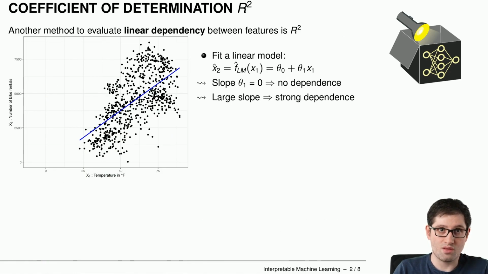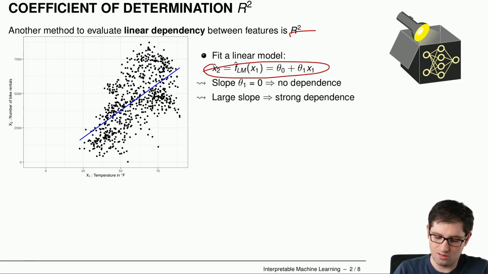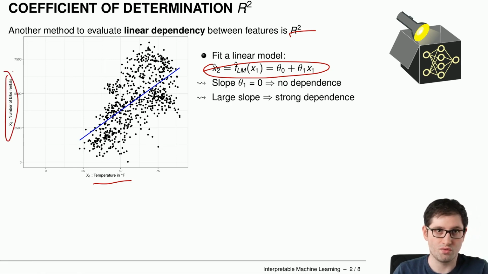Let's look at another measure of linear dependency, which is the so-called R-squared measure. The idea here is simple. We are just fitting a linear model between the two random variables that we are interested in. Here in this example, it's temperature measured in Fahrenheit and the number of bike rentals, for which we want to estimate a linear dependency. We try to fit a linear regression model and look at the slope.